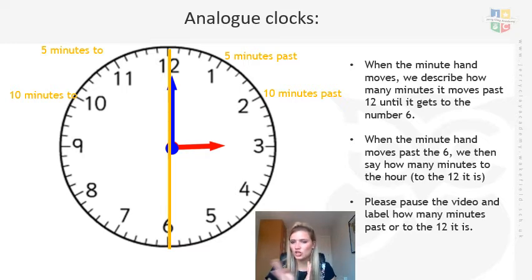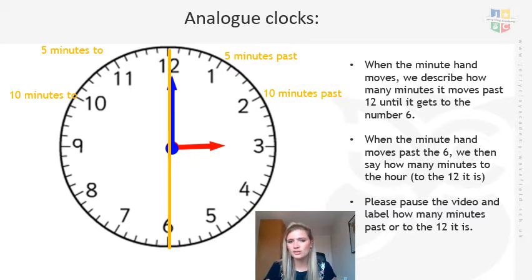Now, when we get to the 2, we know already that that is 10 minutes, but we know that that is 10 minutes past the hour. Okay, because we have counted and we know that there's 5 minutes between each number, and this is on the past side of the clock.